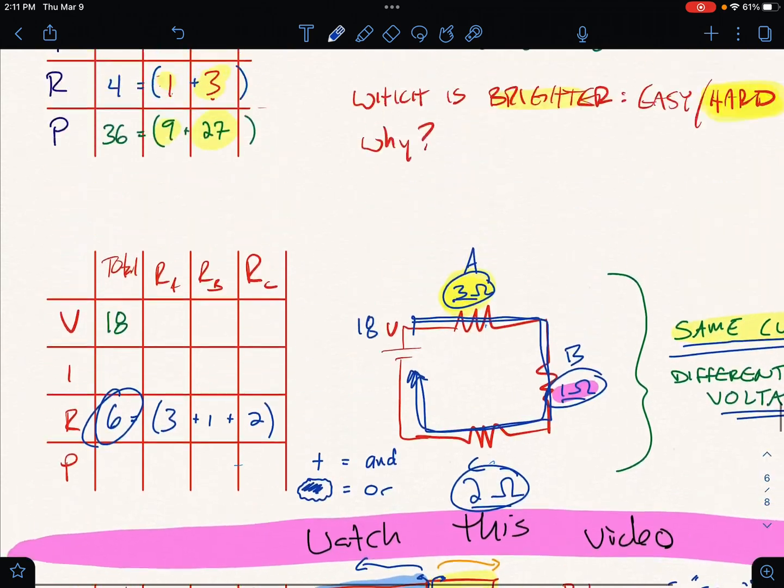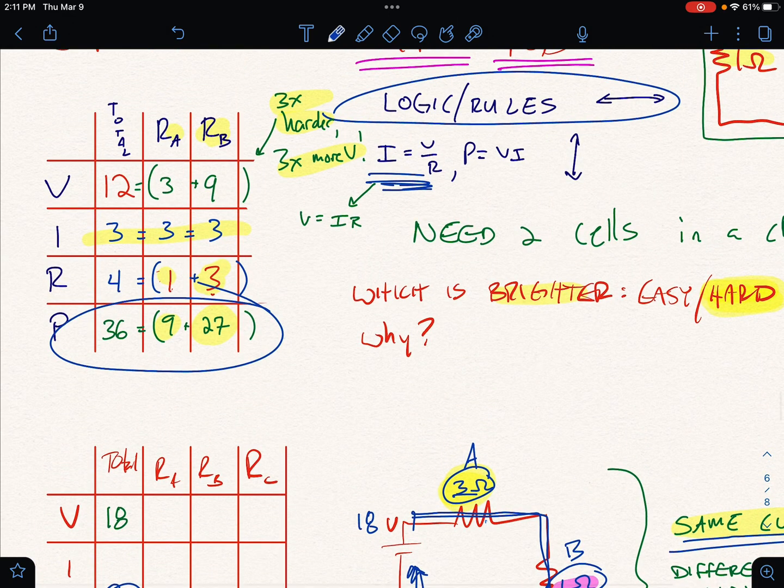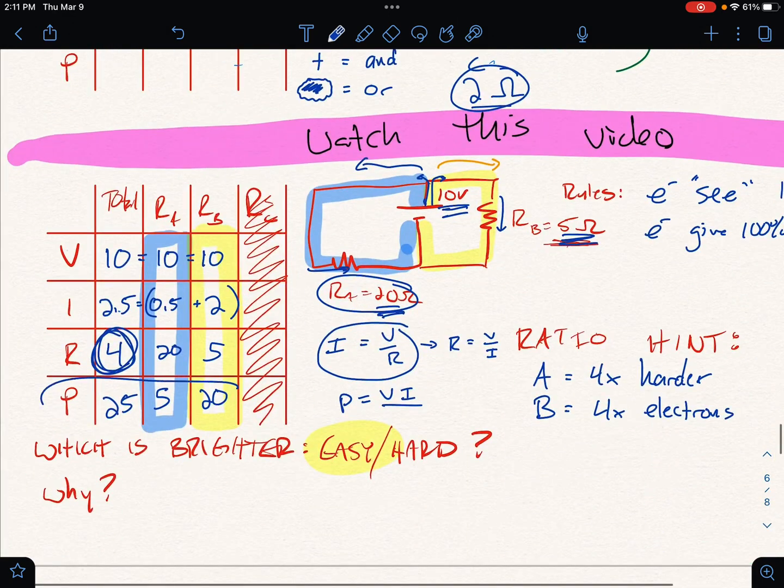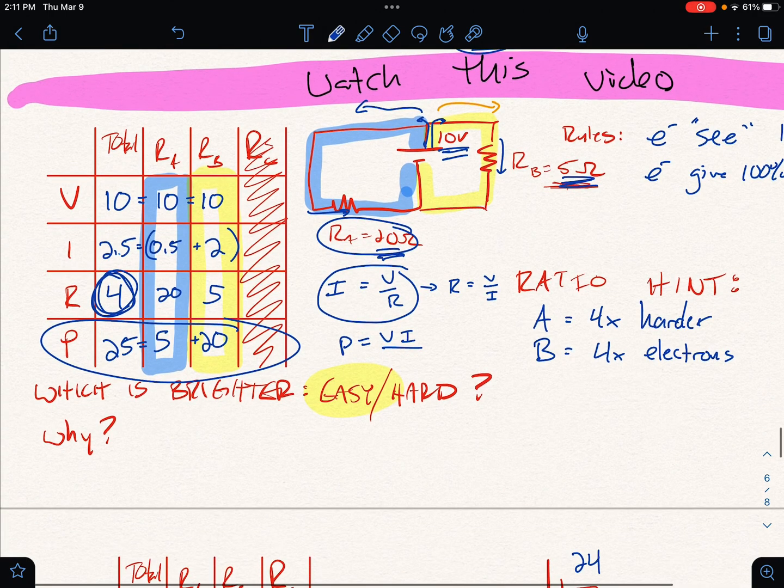And whether you do series or whether we're looking at light bulbs in parallel, the total amount of power has to add up to whatever the battery provides. Okay, so what I'm going to ask you all to do on this one, in this case, they're going to have different amounts of current flowing through them.